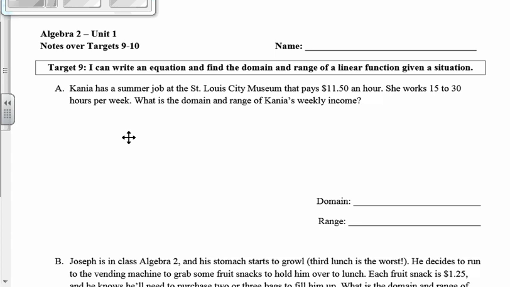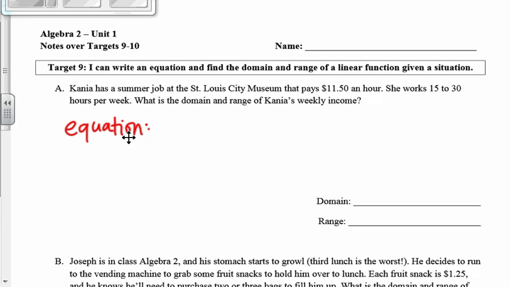So the very first part of that target says I can write an equation. So that's what we're going to focus on, and then we'll get to the domain and range part of the problem. So our situation is about Kanaya, who has a summer job at the St. Louis City Museum, and it pays $11.50 an hour. It says she works 15 to 30 hours per week, and we're going to try to find the domain and range of Kanaya's weekly income.